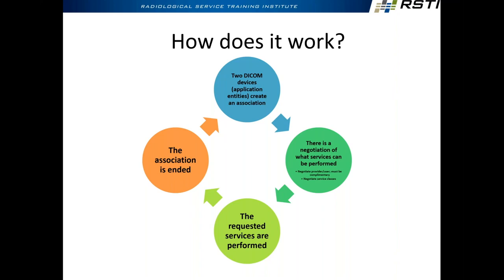But how does all this stuff work? Two devices create an association. We call them AEs, application entities. There's a negotiation of what services can be performed. Okay, I can print, store, work list. They're negotiating all the capabilities that each device has. Then the requested services are performed, which means the images are sent, the films are printed, the work list is pulled, then the association ends.